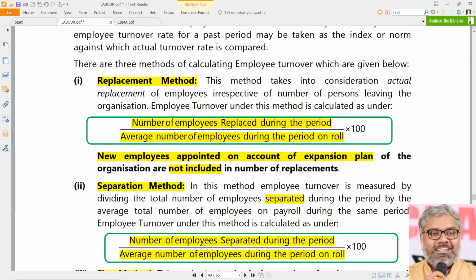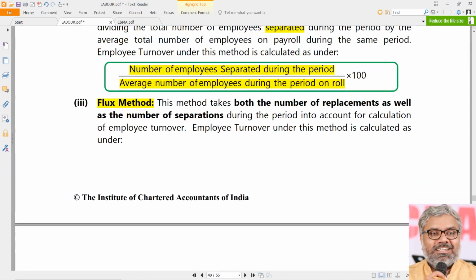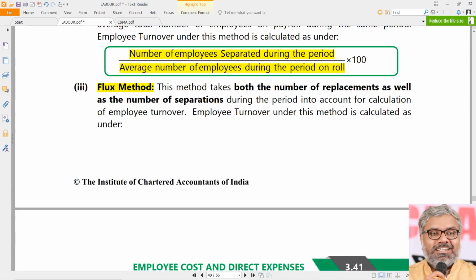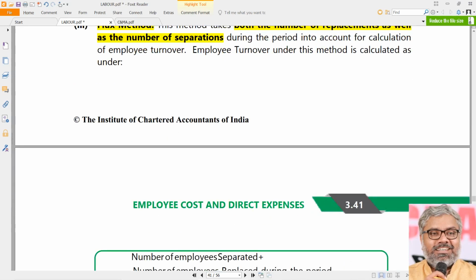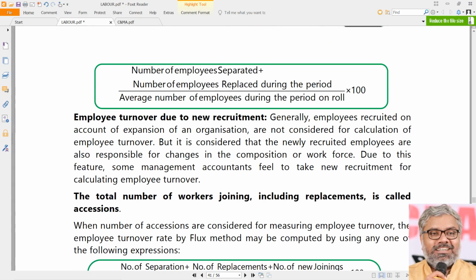That is one method. Replacement method is another method. Then combine both of them, both replacements and separations. If we mix both of them, that is called flux method. So what will be there here? Here the number of employees separated also will be there, plus the number of employees replaced during the period also will be there. That is in the numerator, divided by average number of employees in the denominator, multiplied by 100.